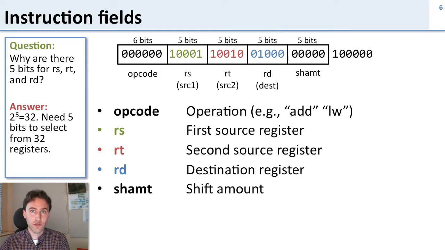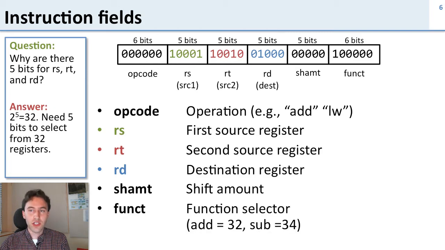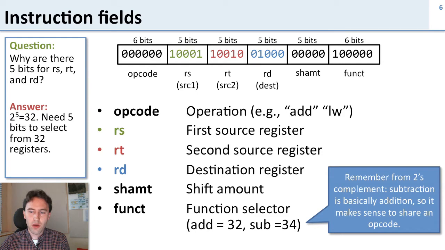This specifies a shift for some operations, how much we're going to logically shift the data, and a function field. And the function here is sort of a sub-selector. You can think of it, you have an opcode, which is a general type of operation, and the function selects a specific one. So in this case, you can see add has a value of 32 and subtract has a value of 34, and this makes sense. Remember what we talked about in 2's complement earlier on. From 2's complement, subtraction is basically addition, but we just invert one of the inputs and then we set the carry in to be true. So the opcode for subtraction and addition is the same opcode, they just have different functions because they're very similar operations.